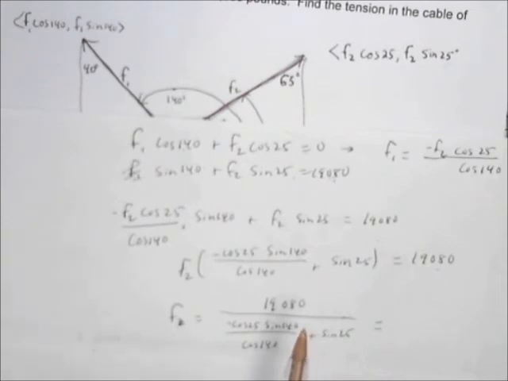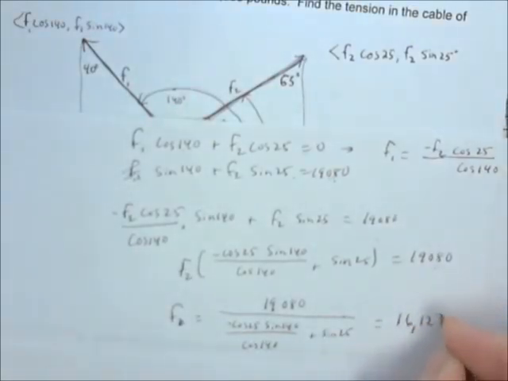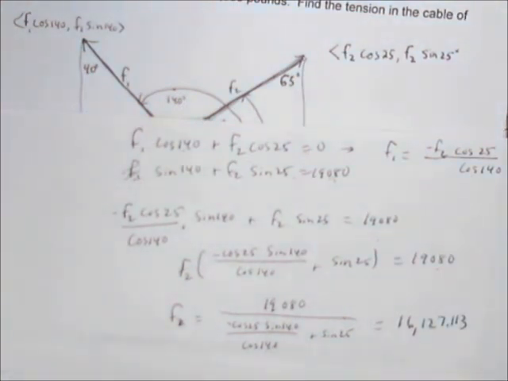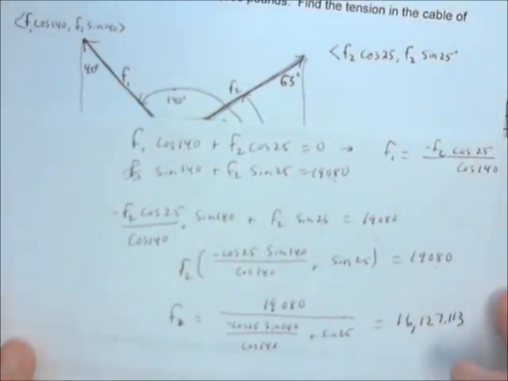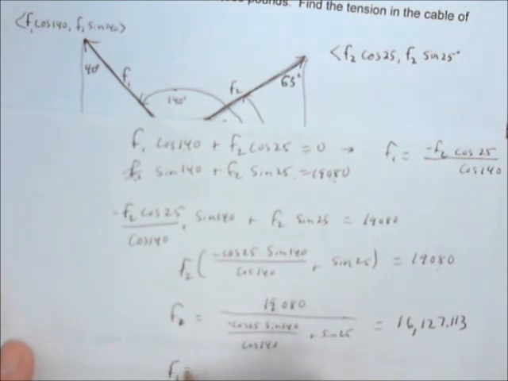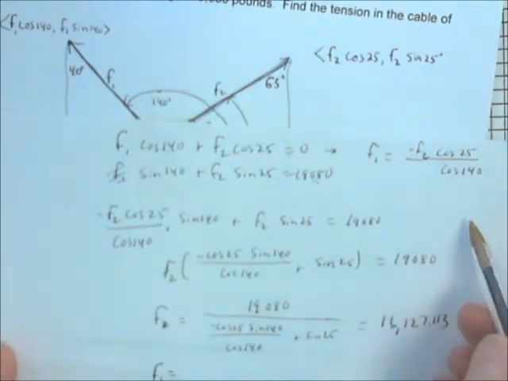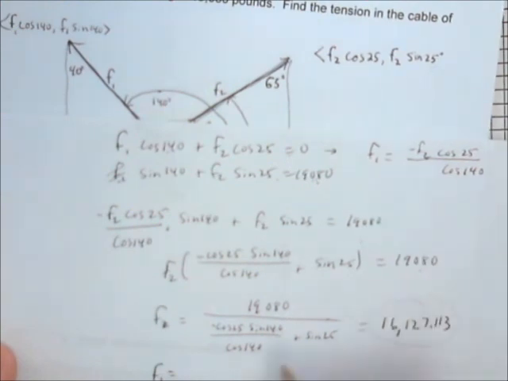And if I do that, I believe I get 16,127.113 if I round it to 3 decimal places. And hopefully you can check my math to see if I'm right. Now the strange thing is solving for F1, because F1 is equal to, from way back up here, negative F2, which we found to be negative 16,127.113 times the cosine of 25 divided by the cosine of 140.